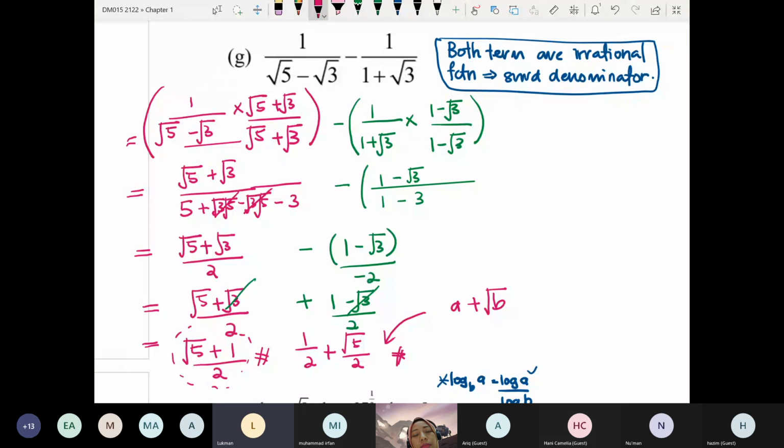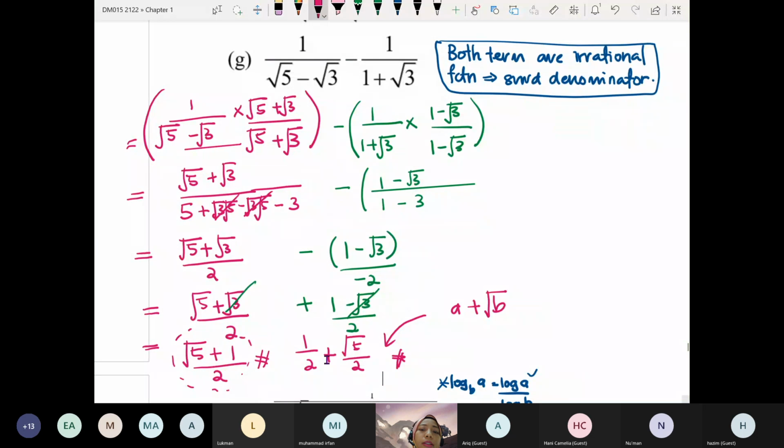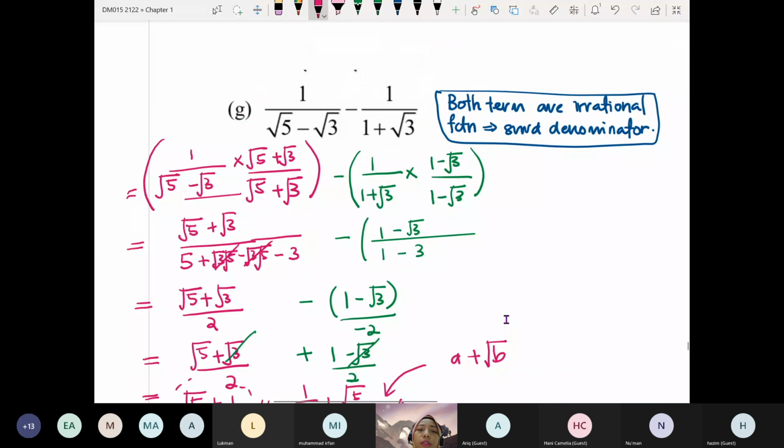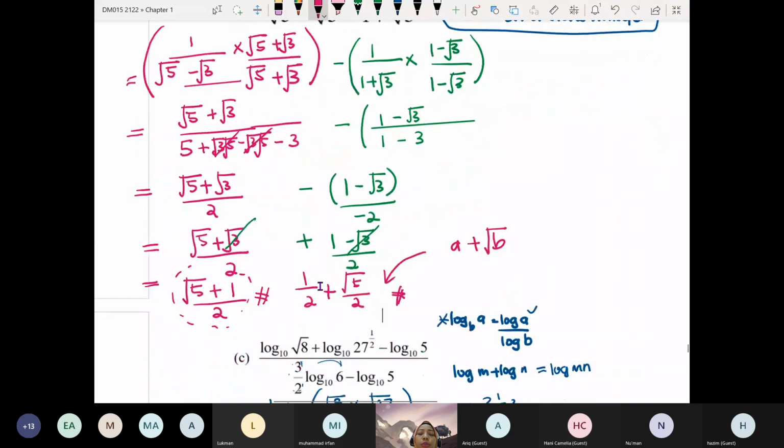Yes. Kalau disuruh solve, macam ni pun is acceptable. This one also acceptable. But if the question asks you, give your answer in a form of A plus √B. So you kena rearrange sedikit lah.